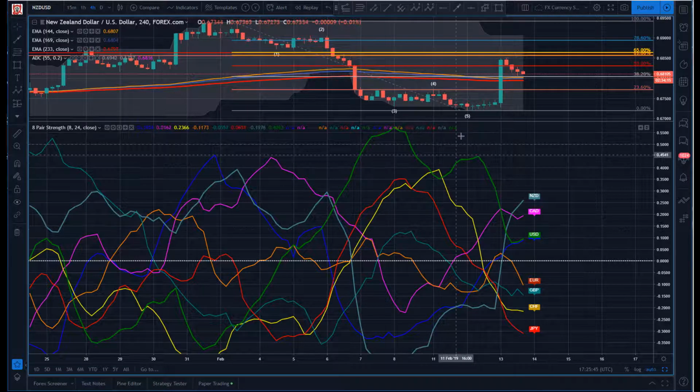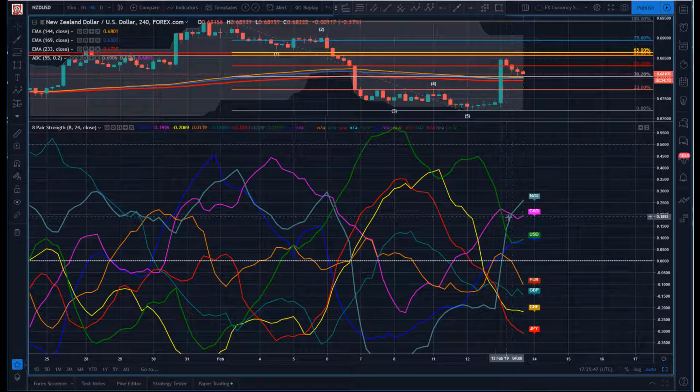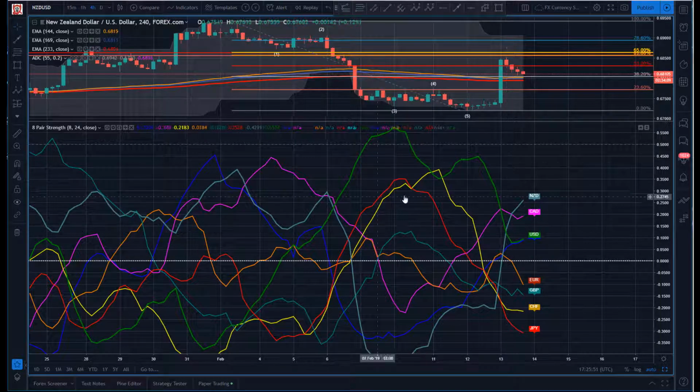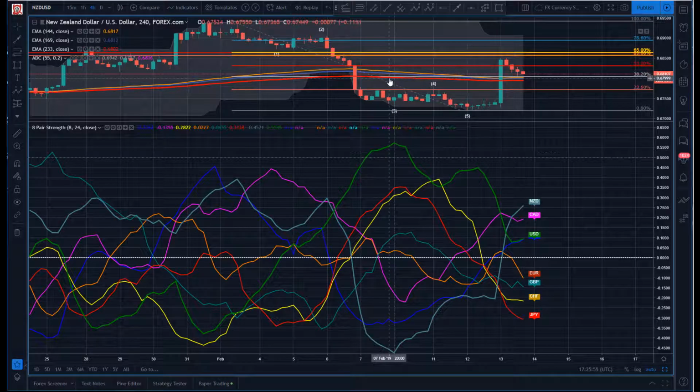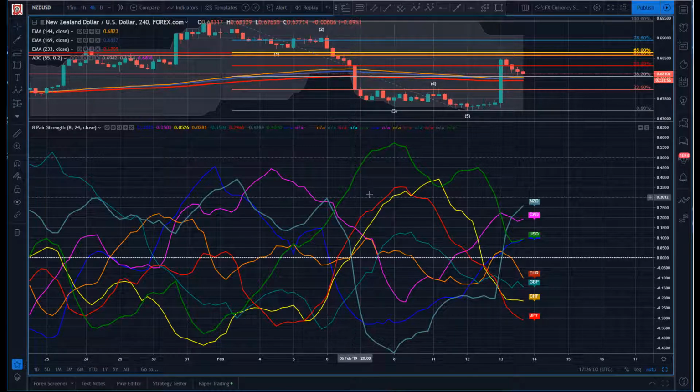Okay, so here's the New Zealand dollar to the dollar. Here's the New Zealand dollar, here's the U.S. dollar in green. There's the cross. Let me see if I can get this here. Look at where we were here. Do you see the extreme here? Here's the New Zealand dollar, and here's the U.S. dollar. That's right where that happens. Now, that's on the 4-hour.